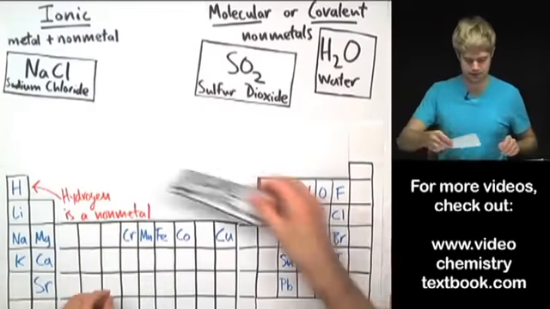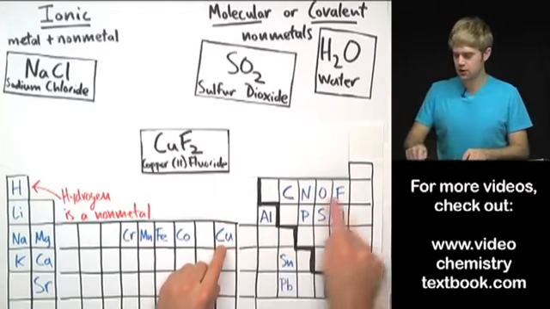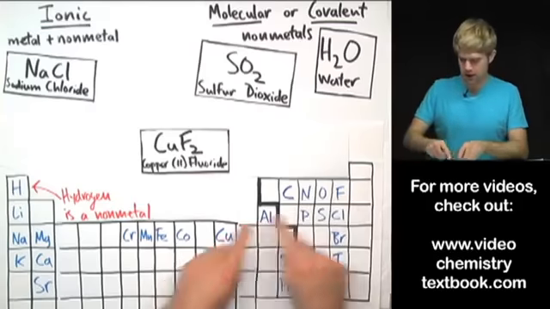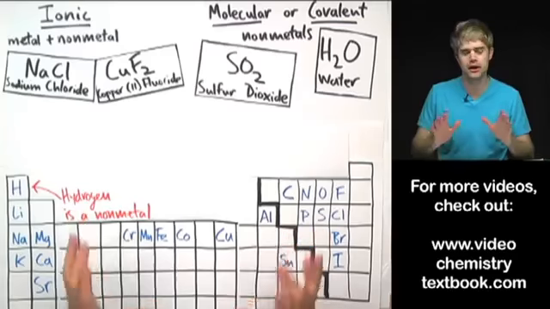or covalent compound. Okay, copper(II) fluoride. Copper is here, fluorine or fluoride is here, metal, nonmetal, so this thing is ionic. Okay, let's look at a few trickier examples.